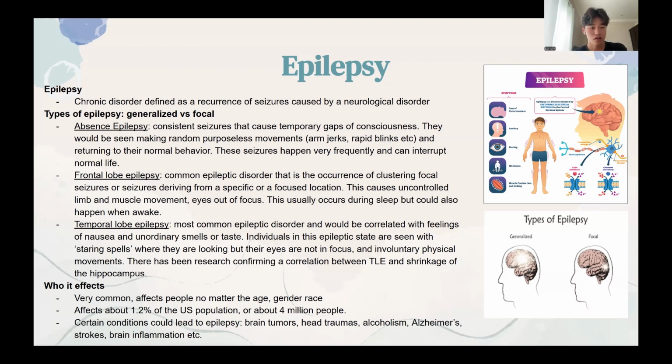So who does this affect? Epilepsy is actually very common and it doesn't really target a specific age, gender, or race. It affects everyone pretty much. It affects about 1.2% of the US population, which is around 4 million people. Certain conditions that could lead to epilepsy include brain tumors, head traumas, alcoholism, Alzheimer's, strokes, and brain inflammation. So all issues regarding the brain.